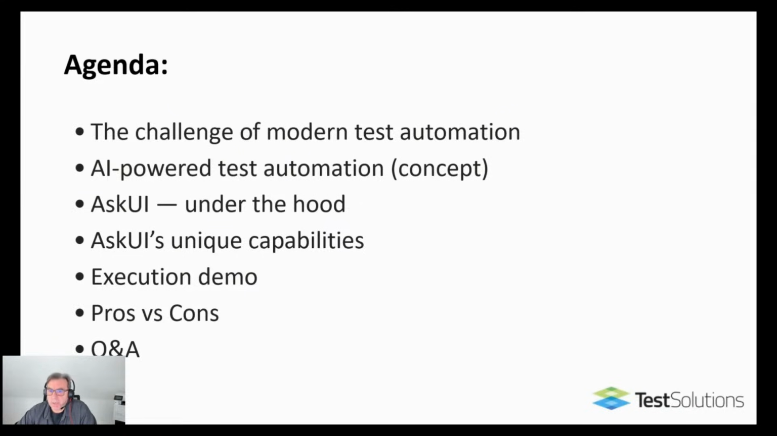So here is my agenda for today. I will discuss a little about the challenges of traditional test automation and modern test automation tools, and then I will switch to AI-powered test automation as a concept: how it works, and what we mean exactly by AI-powered test automation. Then I will jump into Askui and discuss what is under the hood, how it works, and how the processes are achieved.